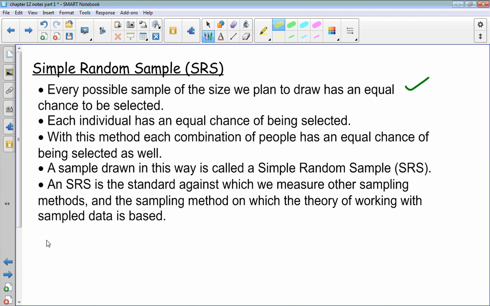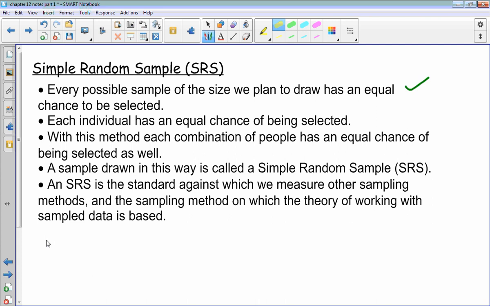Each individual has an equally likely chance of being selected. That's really important. Each combination has an equally likely chance, kind of like we were just saying with the 5. We call it an SRS, and it really is the standard by which we measure all sampling methods. It is the best possible chance.